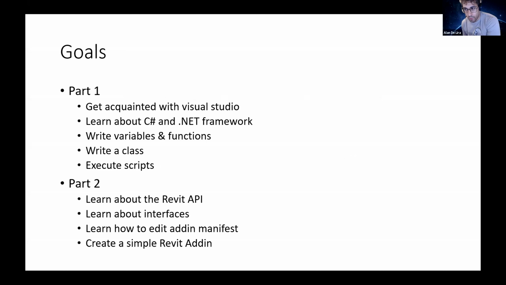and I'm going to be going back and forth from these slides to Visual Studio, and we're going to be writing. So for part 1, to get acquainted with Studio, we're going to learn about C# and .NET Framework. We're going to write some variations, very simple. We're going to write a class. So let's just get started.